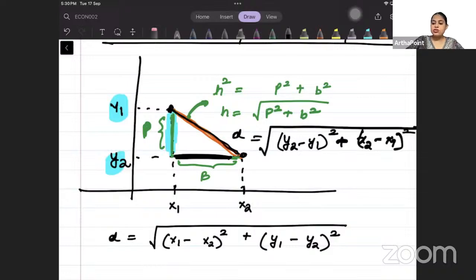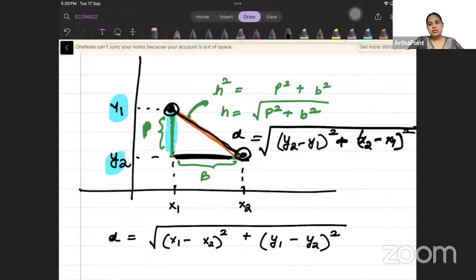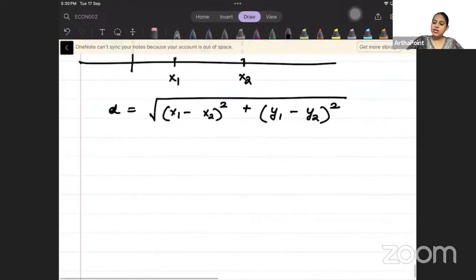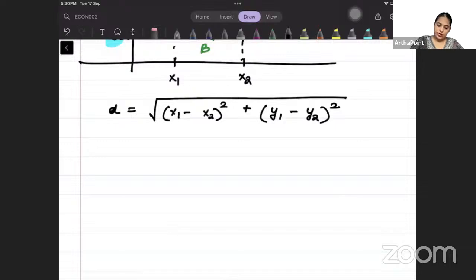And the hypotenuse is the distance between these 2 points. Hypotenuse is nothing but the distance between these 2 points. So the distance between the 2 points can be written as the square root of (x1 minus x2) whole square plus (y1 minus y2) whole square.